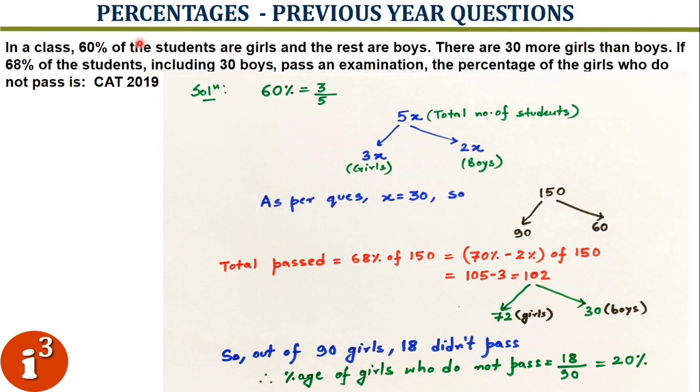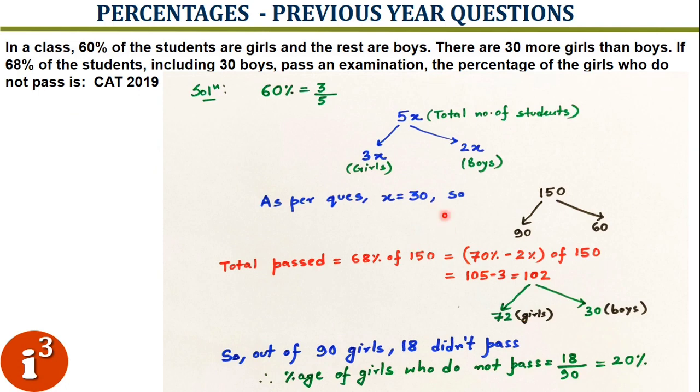From this 102, it is given that 30 boys passed the examination. So from these 68% who have passed, 30 boys pass the examination. So if 30 boys pass, how many girls pass? 102 minus 30, that is 72. So 72 girls passed. So what was the total number of girls? Total number of girls was 90. Among that, 72 have passed. So how many did not pass? 90 minus 72, 18 didn't pass. So percentage of girls who do not pass is 18 by total number of girls. 18 by 90 means 1 by 5, which is 20%. So the percentage of girls who do not pass is 20%.